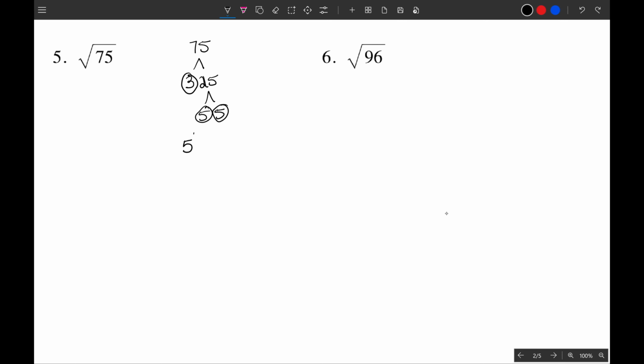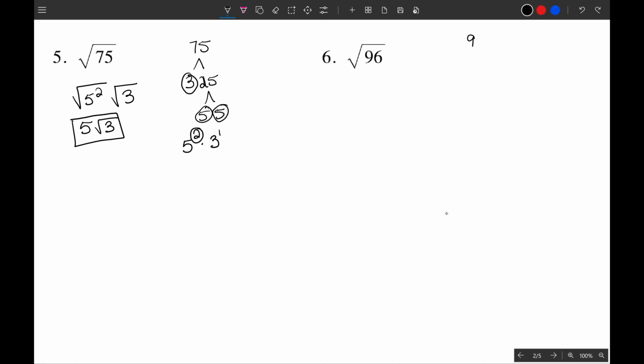So I have 5 to the 2nd times 3 to the 1st. I already know, because this has an even numbered exponent, I have 2 of them. That's a perfect square. And then 3 is my prime number. So I have the square root of 5 squared times the square root of 3. The square root of 5 squared is 5, and then my prime number is left under the root. So I have 5 square roots of 3.